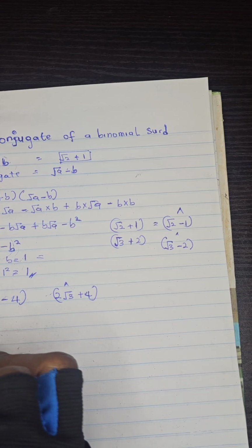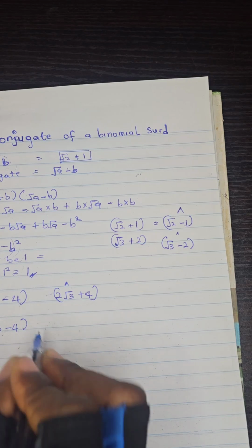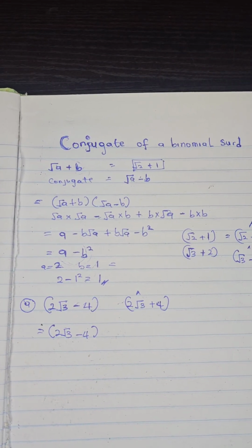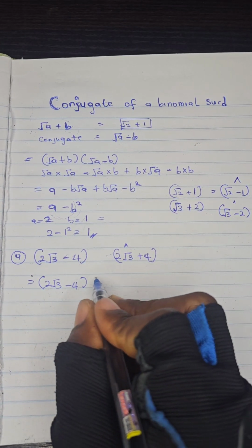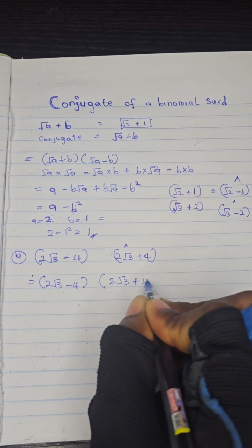So let's multiply out 2 root 3 minus 4. Sorry, I think the book is not showing. Forgive me. So 2 root 3 minus 4 will now multiply 2 root 3 plus 4.